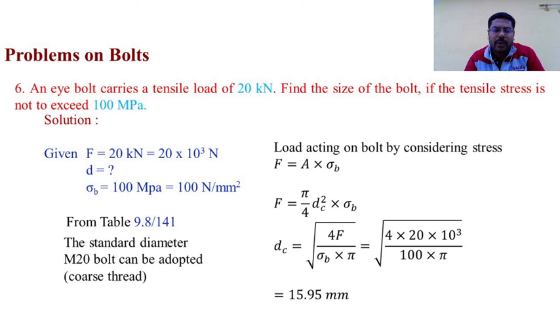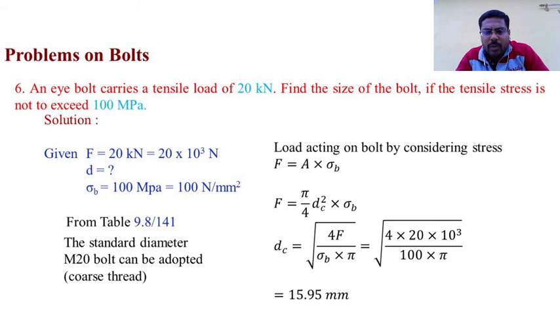So convert into newtons: 20 into 10 raised to power 3 newtons. D is to be found here. Sigma B is equal to 100 megapascal, which is 100 newton per mm square. From table 9.8 divided by 141, the standard diameter M20 bolt can be adopted, coarse thread. So an M20 bolt can be adopted. So from the table directly we can derive sigma B.